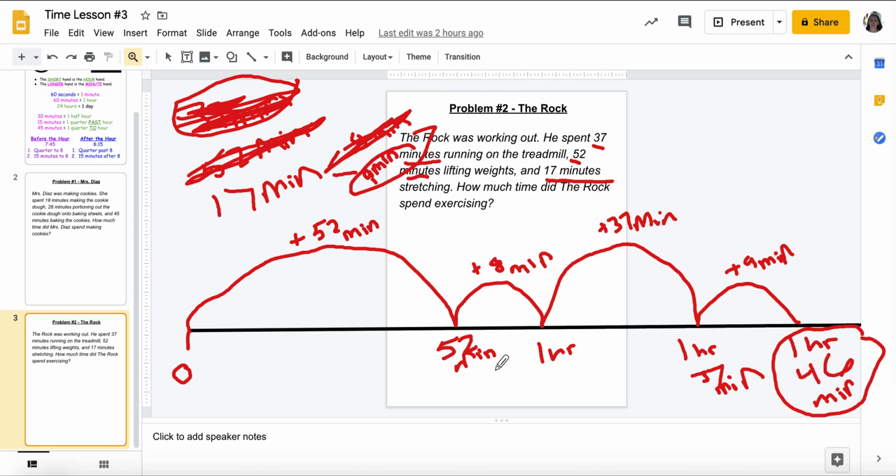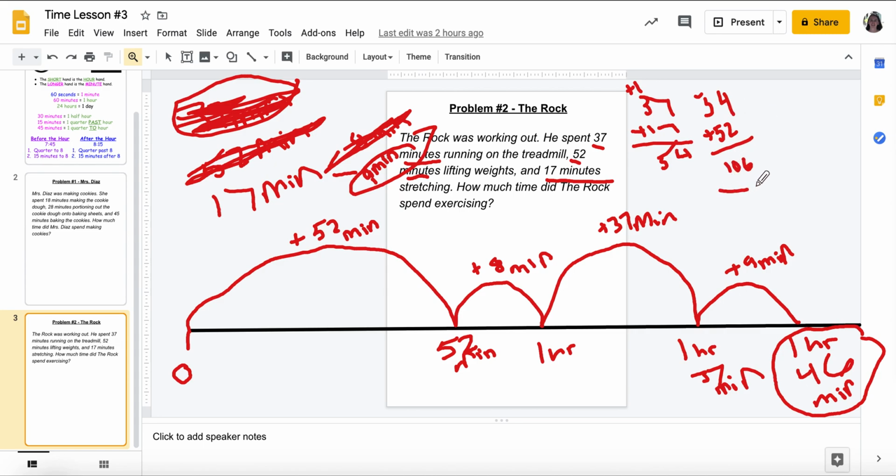Because if I jump 52 minutes and I decompose that 17 into 8 and 9, I could jump 8 more minutes to 1 hour, jump 37, and then jump that remaining 9 to get 1 hour and 46 minutes. Or my other way to solve it, I could have added all of my numbers up. I could have added 37 plus 52 plus 17, and I would have gotten 106 minutes, right? So if I add 37 plus 17, I get 54. And if I add 54 plus 52, I get 106.